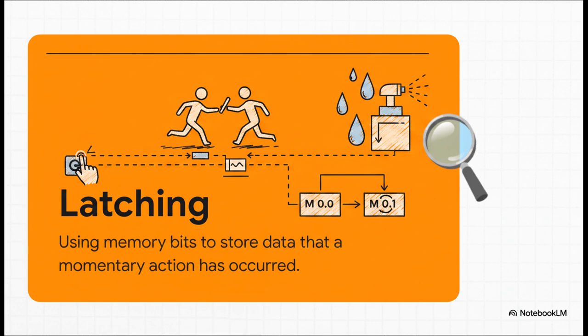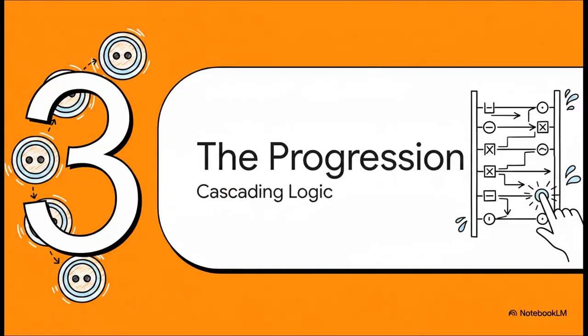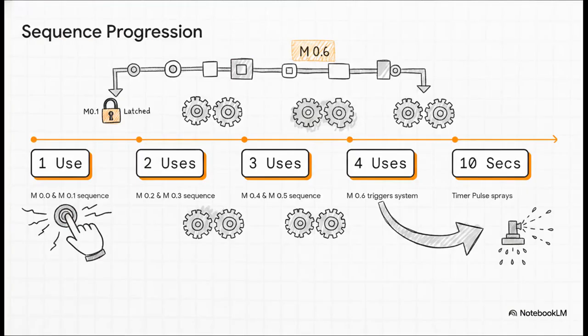When the button is later released, M0.0 passes the signal forward, just like that baton, to M0.1, which then latches the release state. The PLC now permanently remembers that cycle happened. Section 3, the progression. Now that we've got that intricate press and release cycle down, let's fast-track through how this sequence repeatedly cascades to hit our target of 4 total presses.